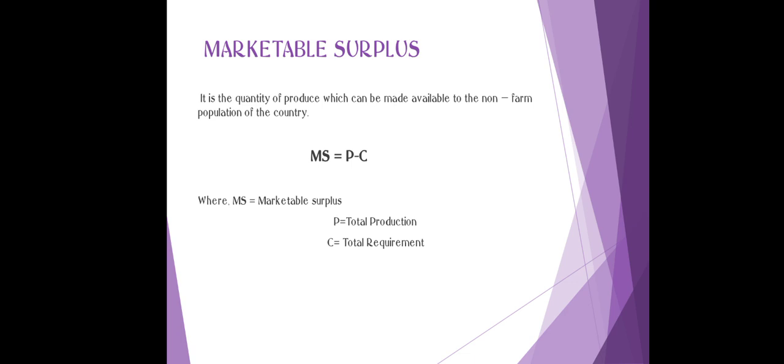Marketable surplus is given by the formula MS = P - C, where MS is the marketable surplus, P is the total production, and C is the total requirement.